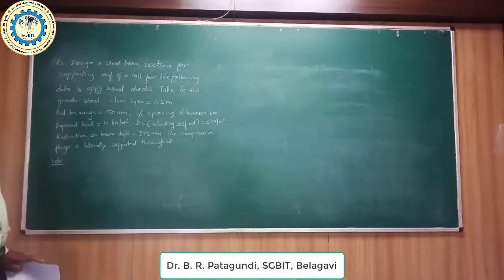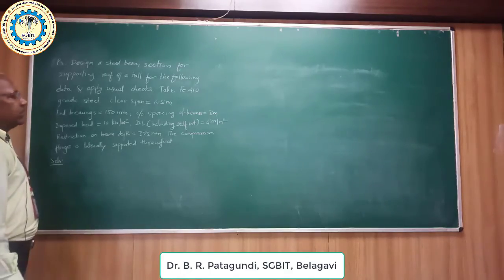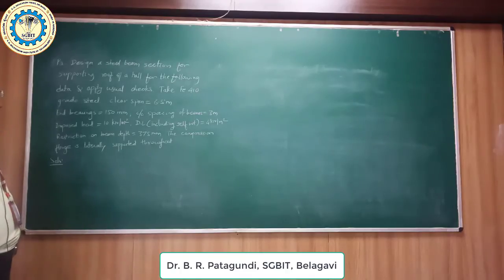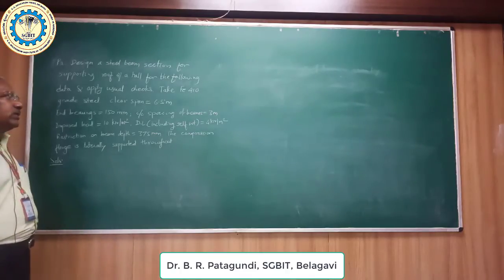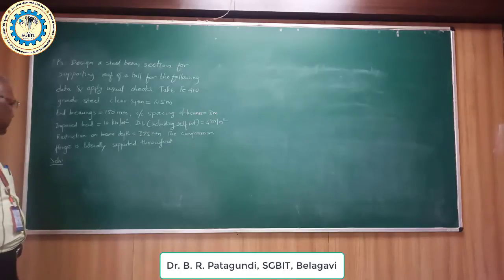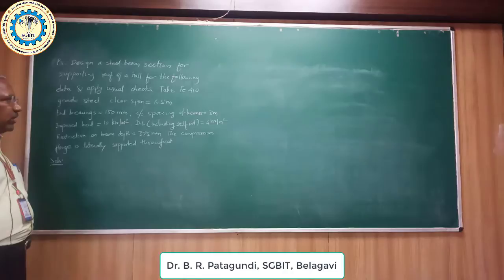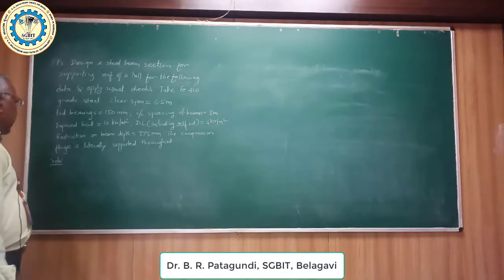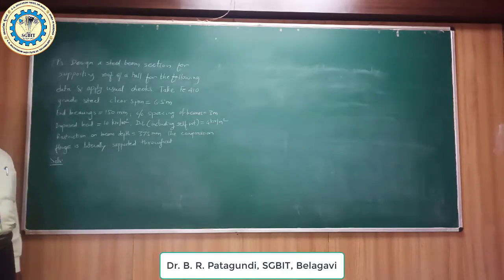So, I will take up another example. Design a steel beam section for supporting a roof of a hall for the following data and apply usual checks. Take Fe410 grade steel, clear span of the beam equal to 6.5 meters, end bearings equal to 150 mm, center to center spacing of the beams equal to 3 meters, imposed load equal to 10 kN per meter square, dead load including self weight equal to 4 kN per meter square, restriction on the beam depth equal to 375 millimeters.